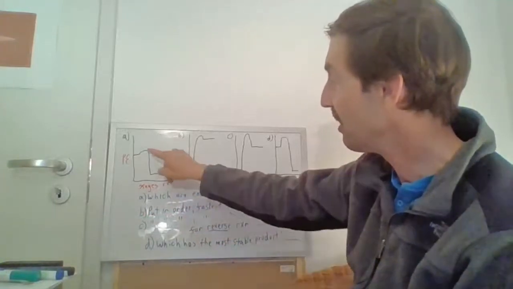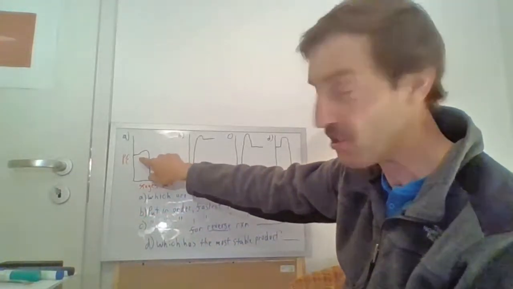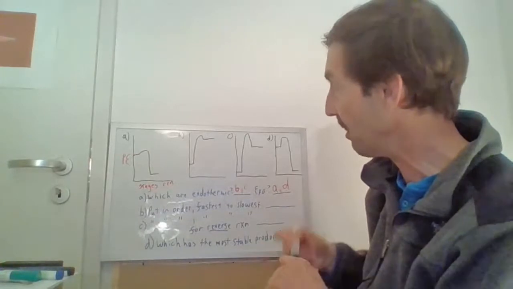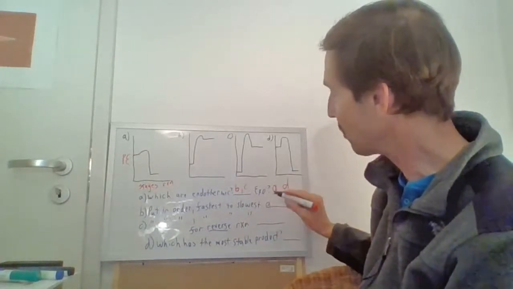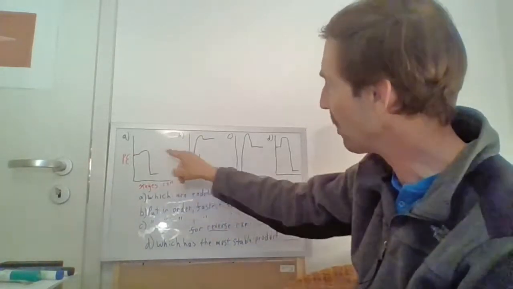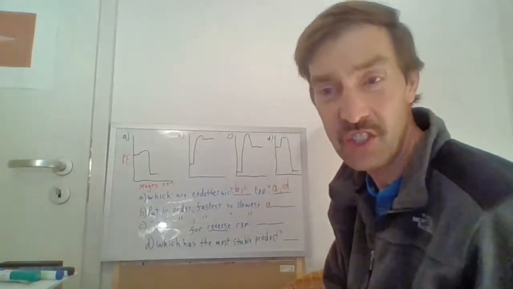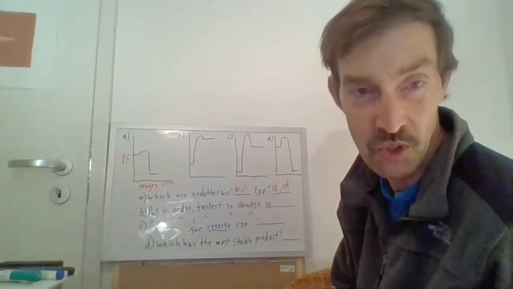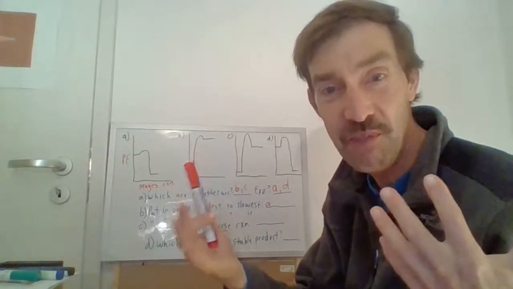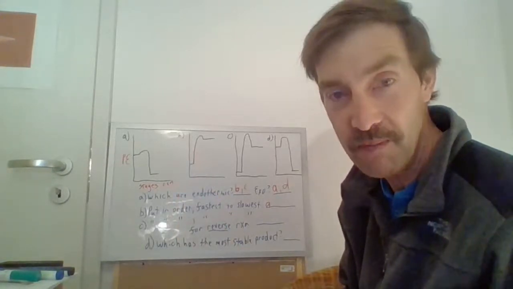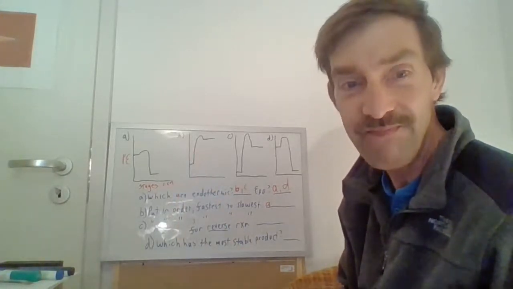Okay. A is going to be the fastest one. She's right about that. Let's see why that is. Compare that with the others. A is the fastest because it's got the lowest energy. So why is A the fastest of the 4 diagrams? Got the lowest energy.